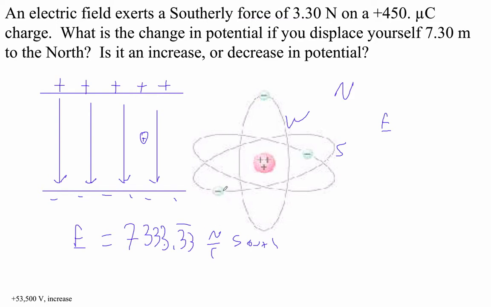So what is the change of potential if you displace yourself 7.3 to the north? Well, if I go that way, aren't I going toward the positive? So therefore, isn't it an increase in potential? If you go toward positive, it's an increase. If you go toward negative, it's a decrease, okay? So as a student, I would always draw a picture of this. I'd always say, okay, look, positive is there, negative is there. That's how there's a southerly force, that's how there's a southerly electric field. So if I'm going north, I'm increasing my potential, okay? Anyway, there you go.